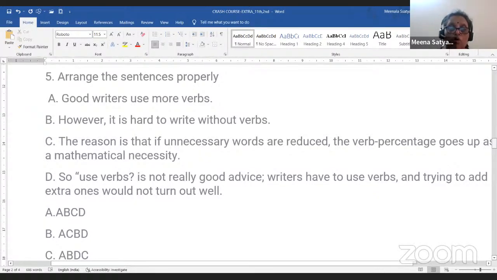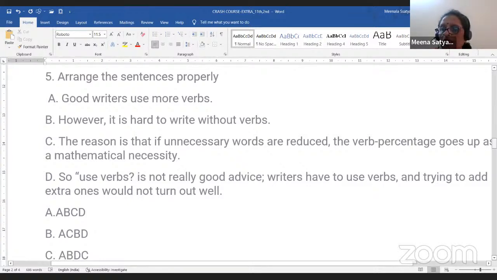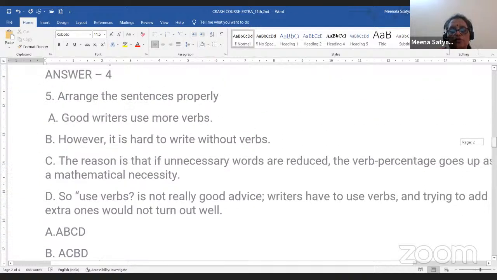Okay, so it says good writers use more verbs. It started with good writers. However, it's a transition word. It has to combine, so it can't stand with however. Now, what happens here is the reason: more verbs. Why? So it can begin with the reason. So use verbs. Now these are connectors, so in turn this cannot hold good. So this refers to good writers use more verbs. So the first one will be good writers use more verbs.